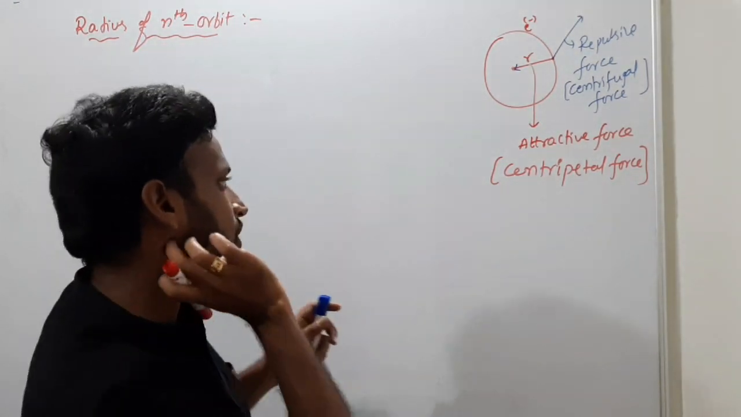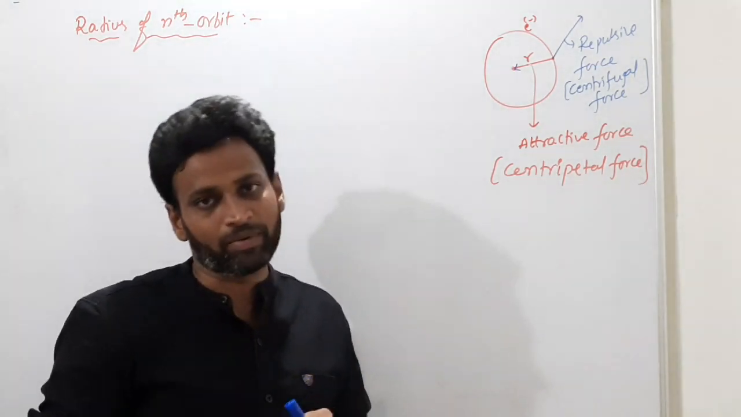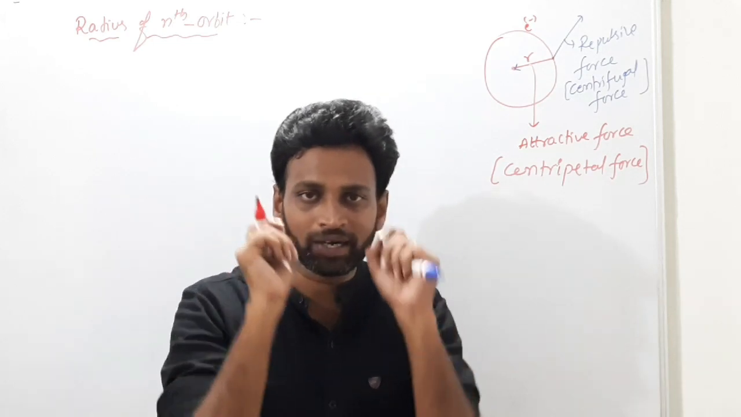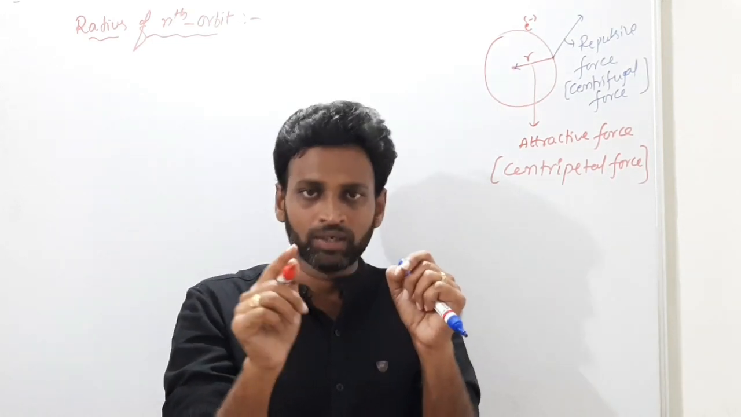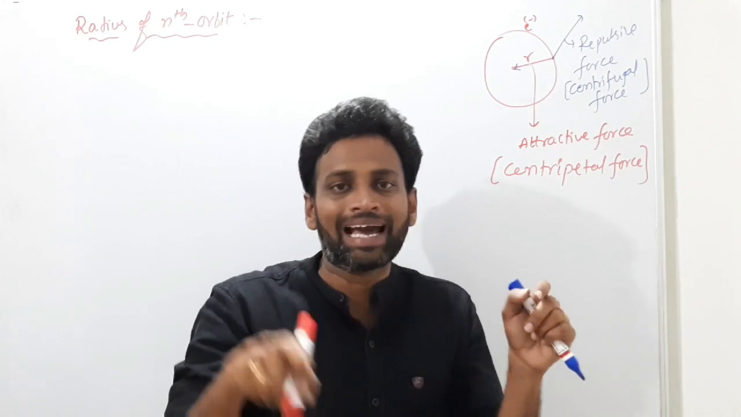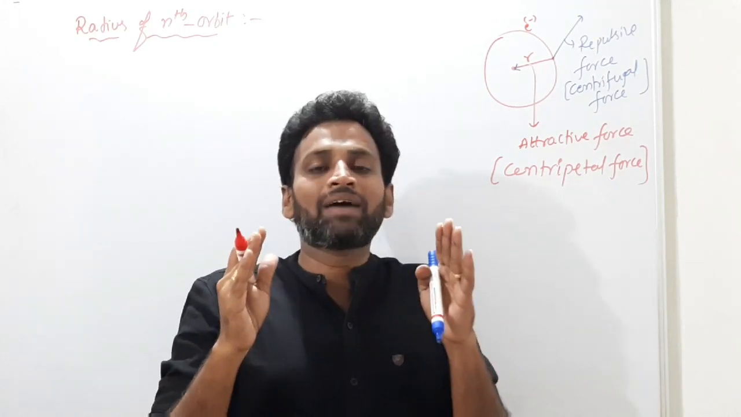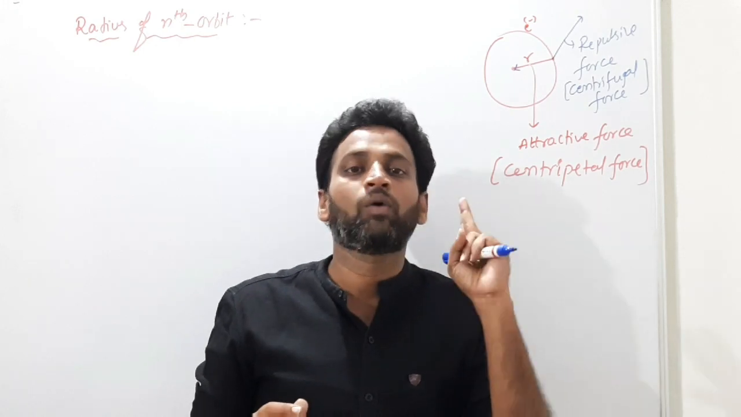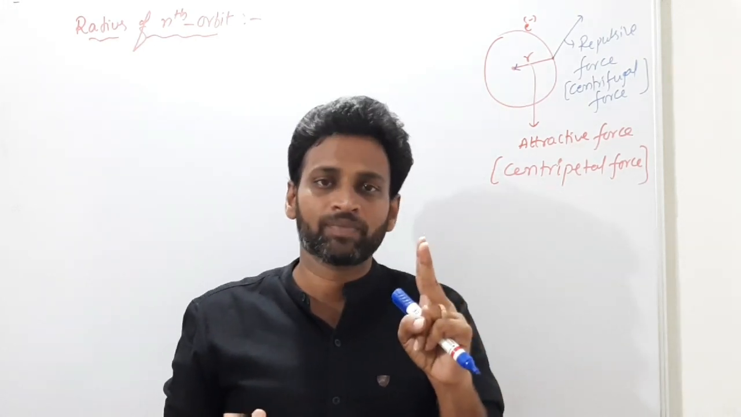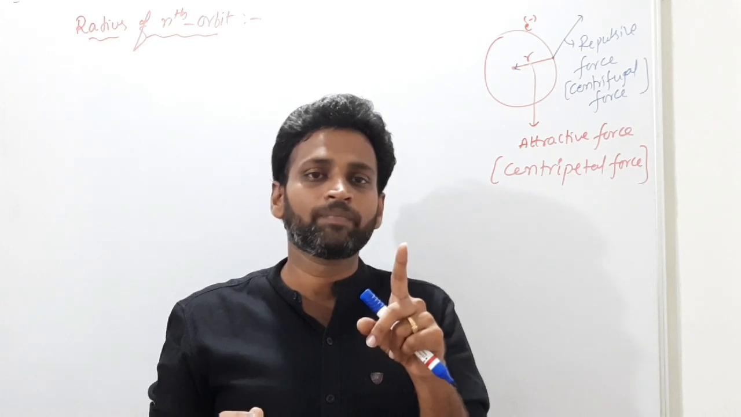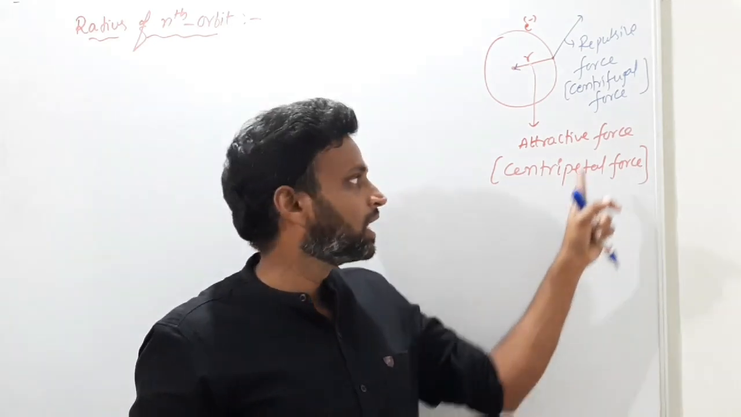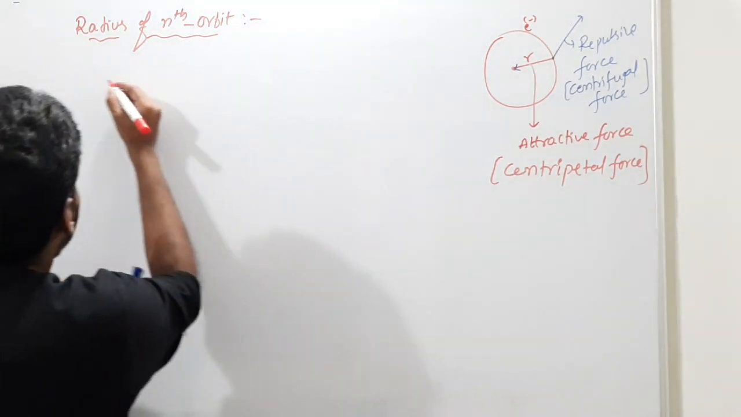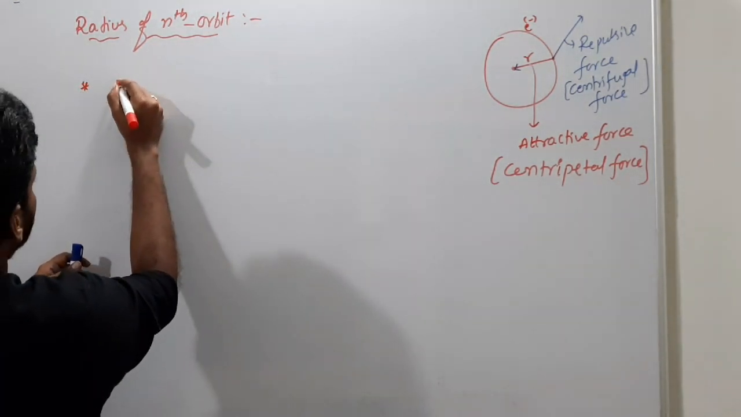Okay, so those two formulas you have to remember. I will give you right now. What I told you: if an electron is revolving around the nucleus, it has two types of forces. One is attractive force, one is repulsive force. Attractive force is called centripetal force and repulsive force is called centrifugal force. Now I'll give you the formula for centripetal force.